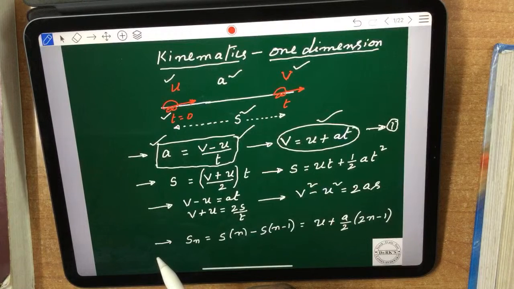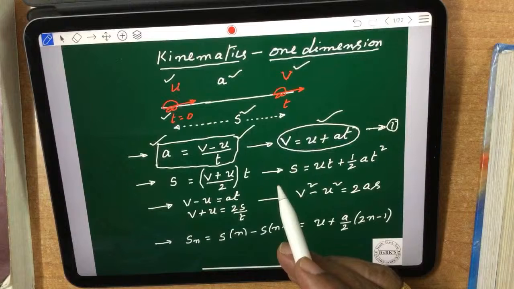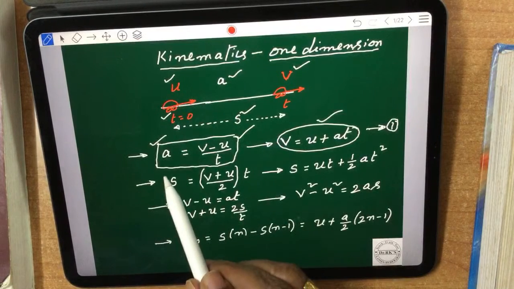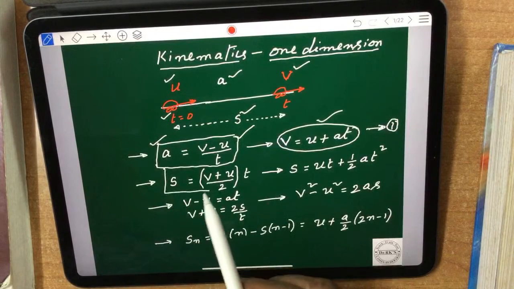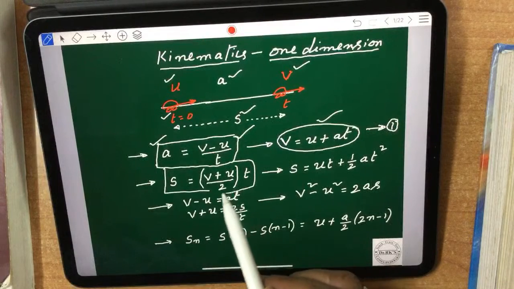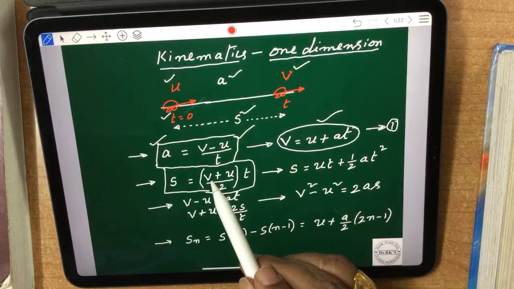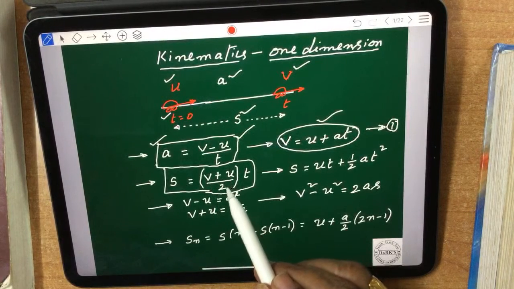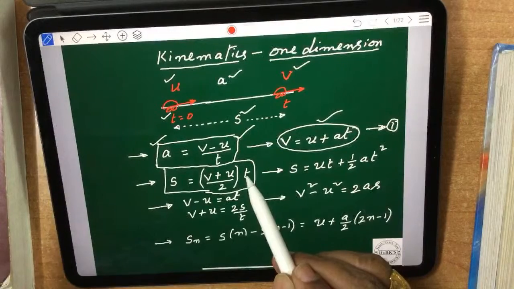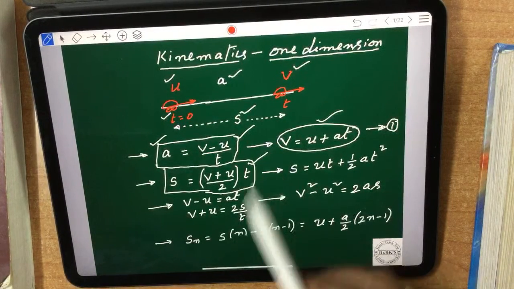If the acceleration is not constant, how do you calculate velocity? That is by using the calculus method, which we'll discuss later. Next, look at this. Total displacement is equal to average velocity into time. What is average velocity? (v + u)/2. Average velocity into time, (v + u)/2 into t, will give the total displacement.